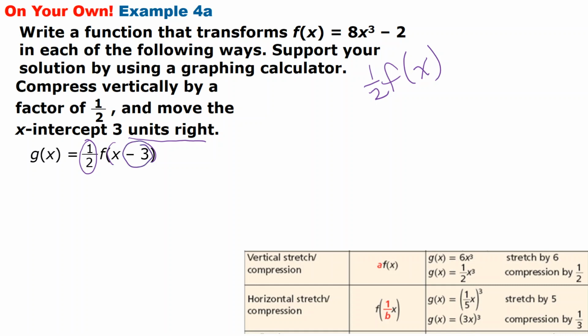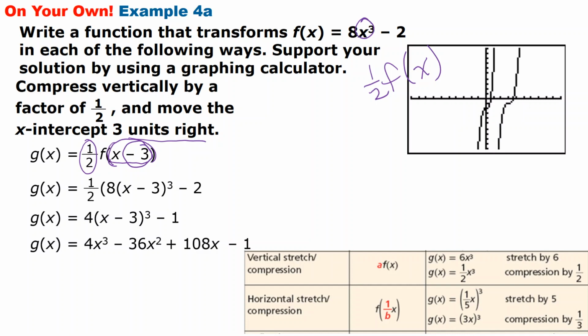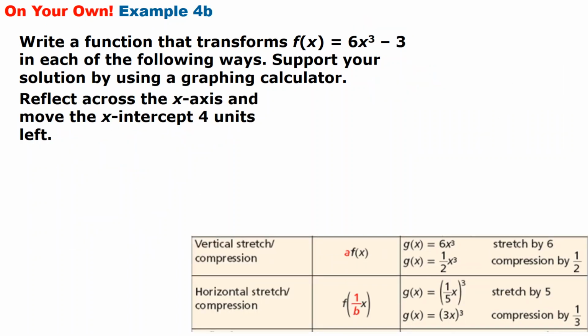All right, so that's the main thing you need to know. Everywhere we see an x, we're going to put an x minus 3, and then we're going to have a 1/2 that we'll have to distribute to all of that in the end. And so here we go, and there it is. Let's take a look at what the graph would look like. There it is. So hopefully you saw something like that on your calculator.